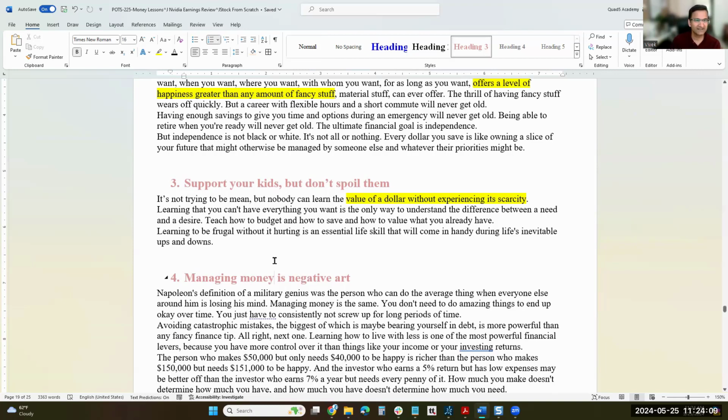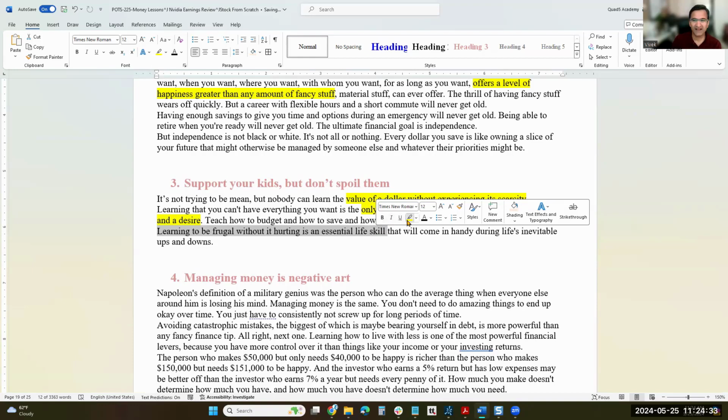Have them learn the value of money. The only way to understand the difference between need and desire is they'll have to figure out that it needs effort and blood and sweat to earn. So don't hand it to them on a platter. Learning to be frugal without hurting is an essential life skill, and time doesn't stay the same. Today you have good times, tomorrow things will change, and these life skills will then come in handy.